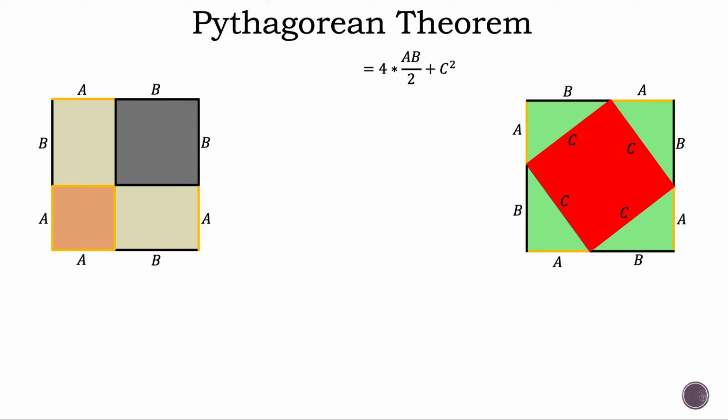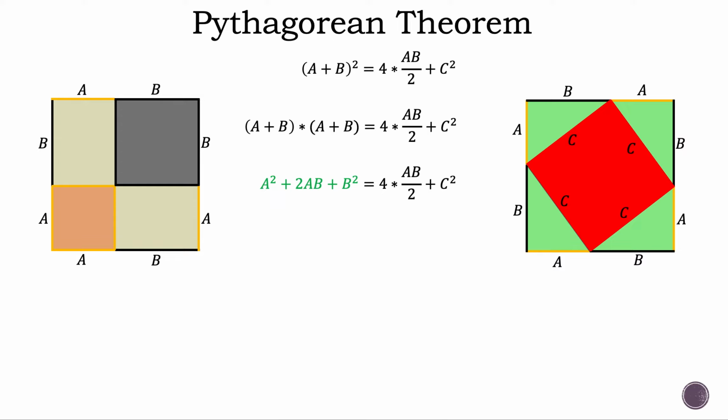Now we're going to simplify the equation: (a plus b) squared is equal to 4 times ab divided by 2 plus c squared. We're going to rewrite (a plus b) squared as (a plus b) times (a plus b). Remember, the first a plus b is our base, and the second a plus b is our height, and the right side stayed the same. Now we're going to use the distributive property on the left hand side, and now we have a squared plus 2ab plus b squared, and the right side stayed the same.